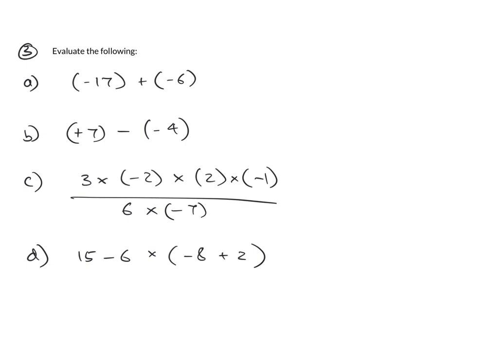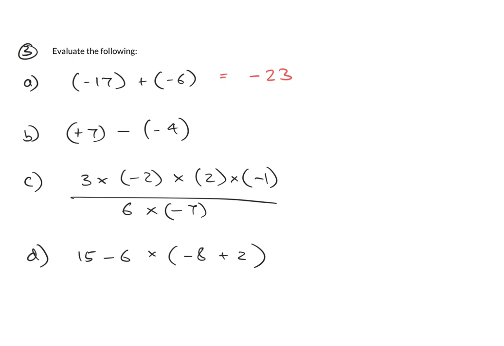The first one here is minus 17 plus minus 6. So that's just going to give me minus 23. If you think about temperature, if the temperature outside was minus 17 degrees and then it dropped by another 6 degrees, it would go colder to minus 23. But if I'm adding a negative, I'm simply taking that number away.